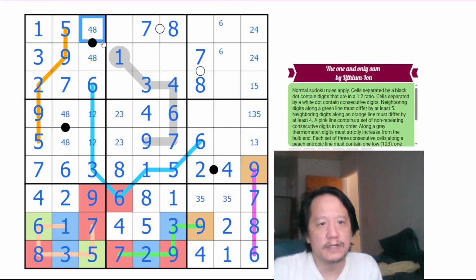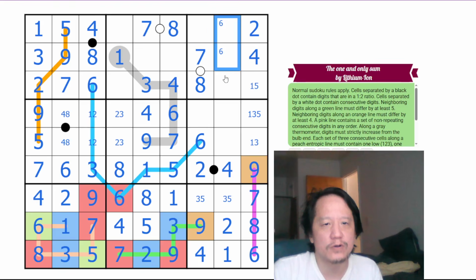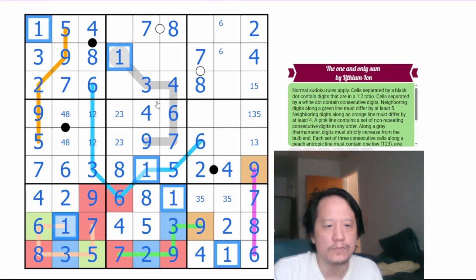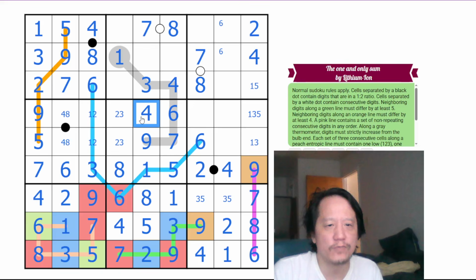8 eliminates 8 here, so it's 4 and 8. 4 eliminates 4 here, so it's 2 and 4. 4 eliminates 4 here, so it's 8 and 4. We have 1, 3, 5 remaining in column 7. And this can't be 1.